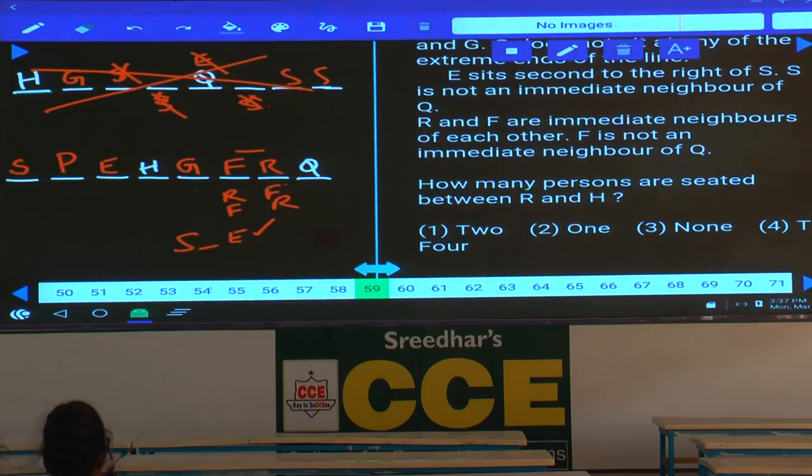Then 59. How many persons are seated between R and H? Between R and H, tell me how many are there? There are only 3 people, and that is given in choice 4.